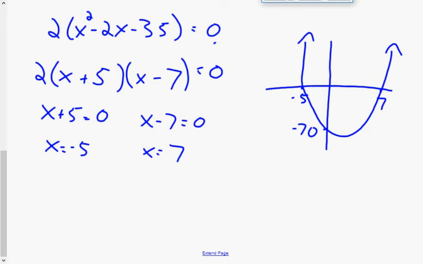What's the vertex though? We haven't gotten there yet. Yeah, it would be halfway between negative 5 and 7. The vertex is easy as well. It goes at the axis of symmetry, not the point of symmetry. The vertex and the axis of symmetry. You're just making up words now.